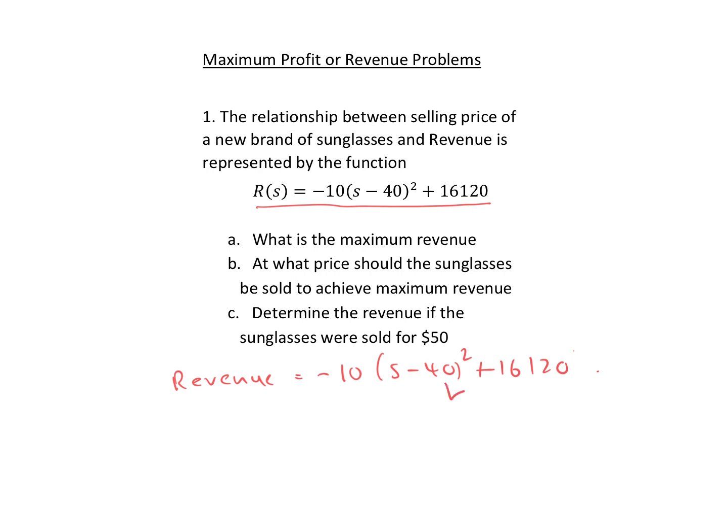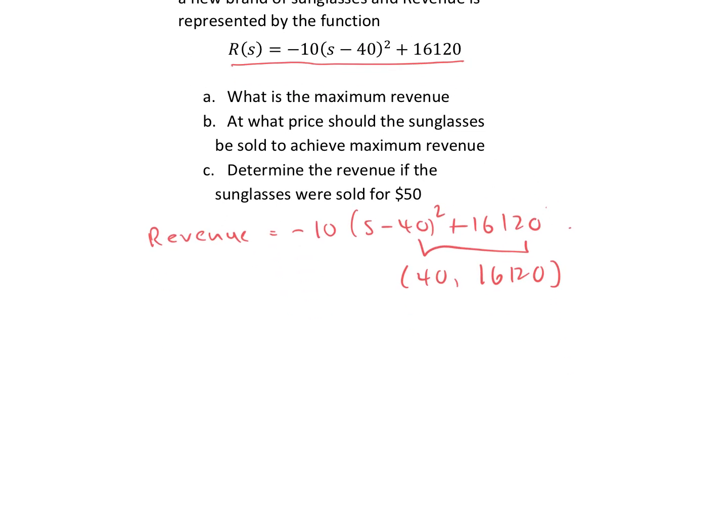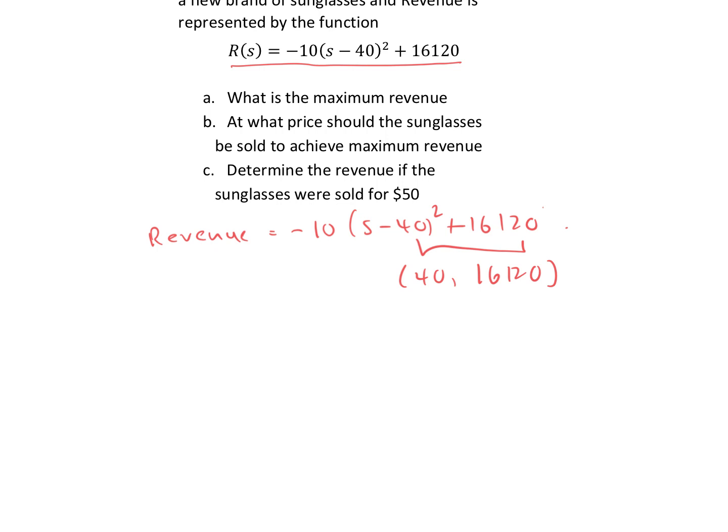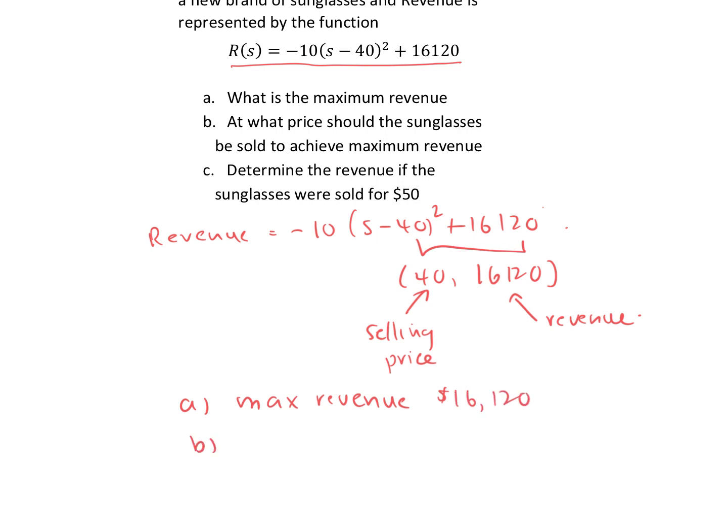So here is my vertex, 40 and 16,120. What is that telling me? Well, the X is the price, or the sale price. So that's the selling price, $40. And the Y is representing the revenue. So the maximum revenue is 16,120. The price to achieve that maximum revenue is $40.